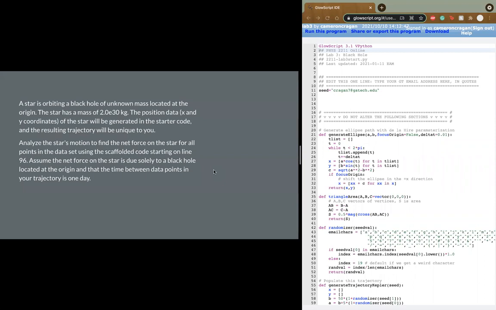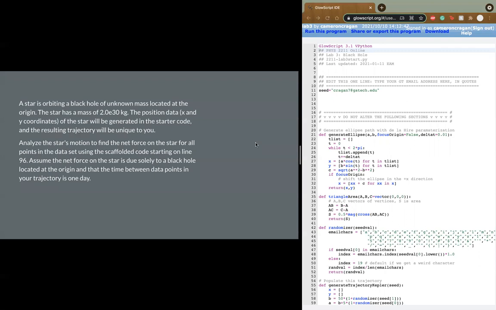A star is orbiting a black hole of unknown mass located at the origin. The star has mass 2.30 kilograms. The position data, X and Y coordinates of the star, will be generated in the starter code and the resulting trajectory will be unique to you. And we did this by using our Georgia Tech emails.